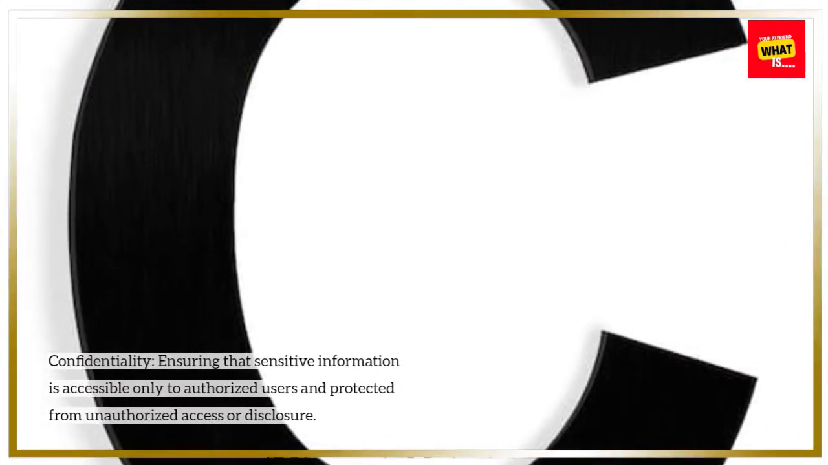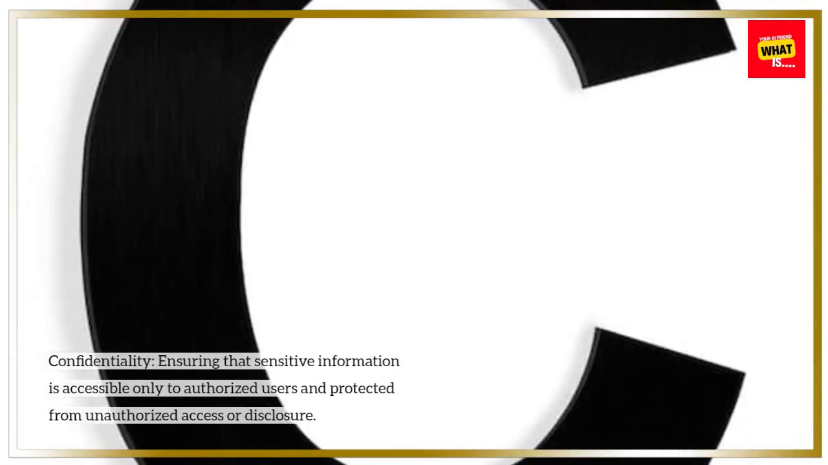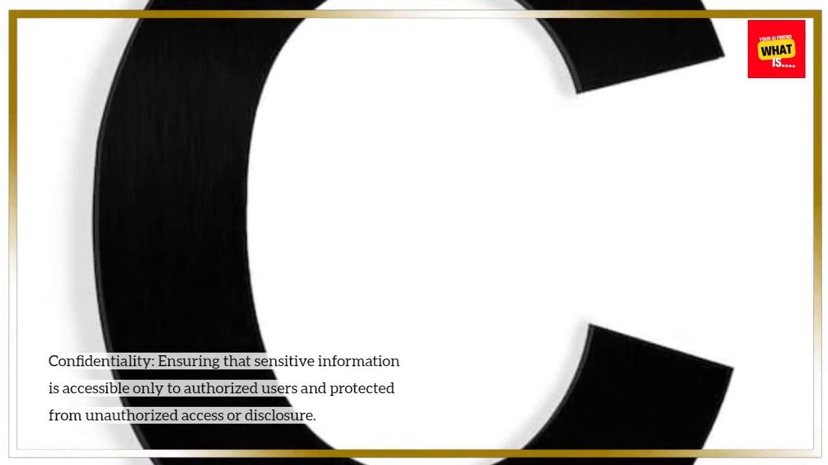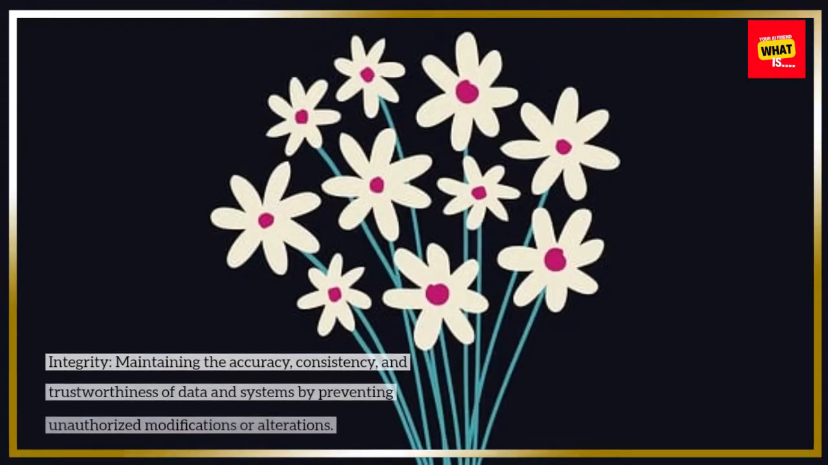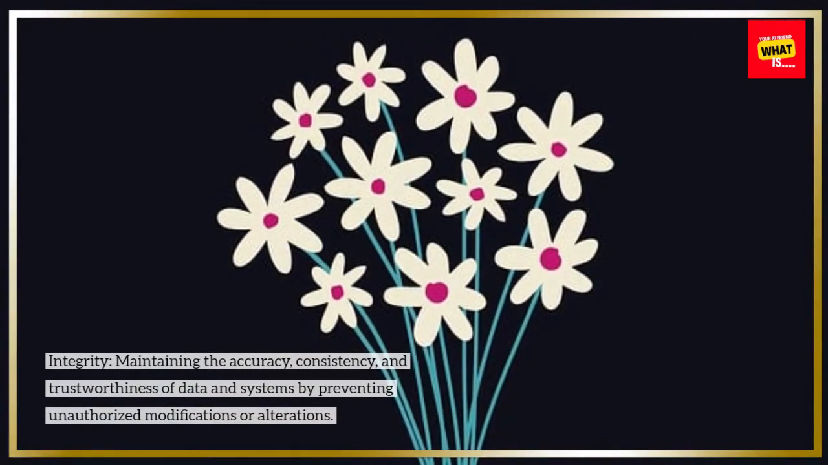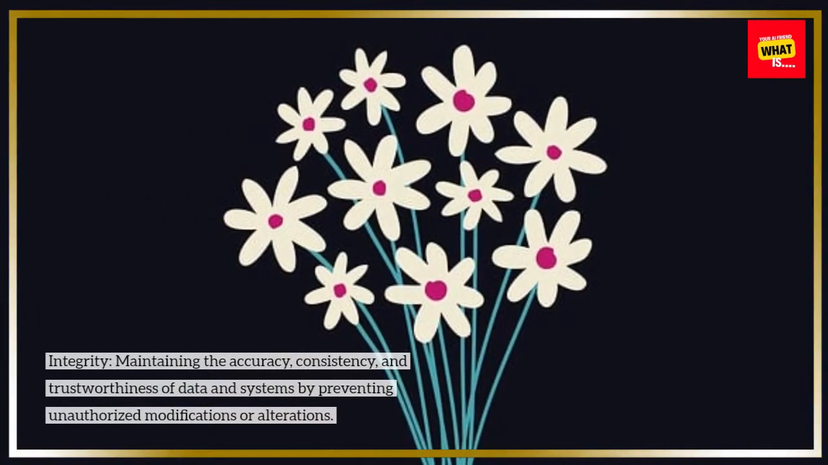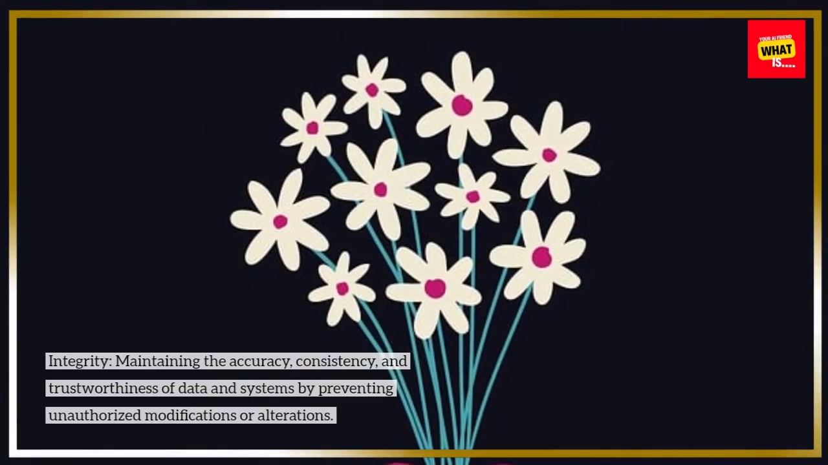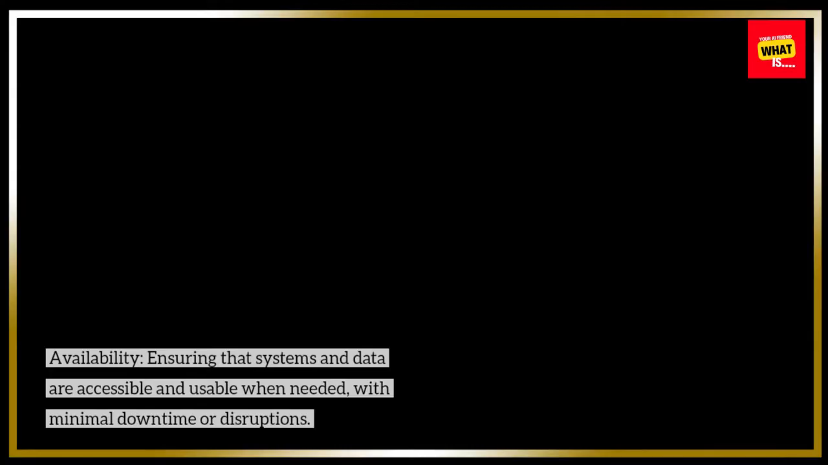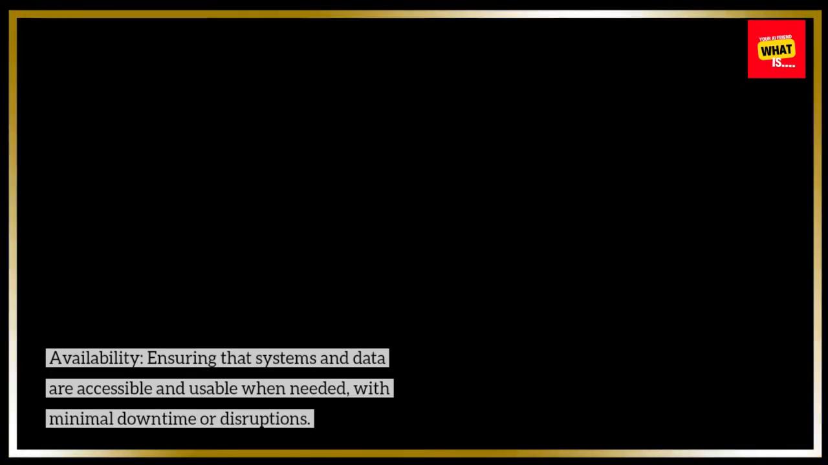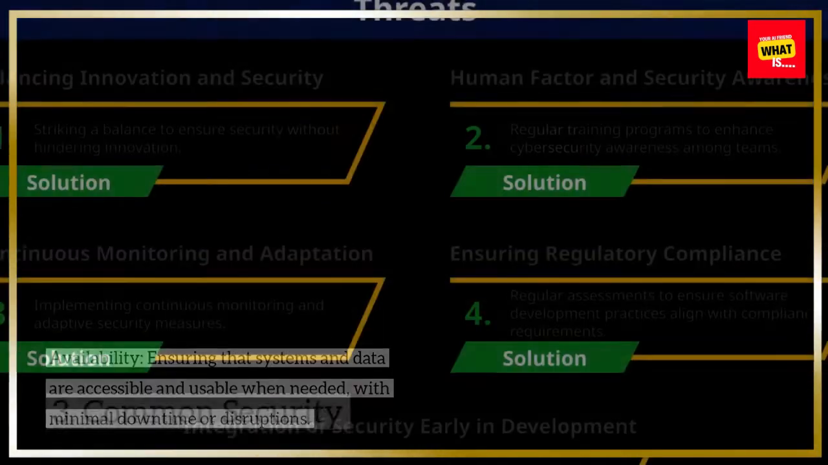2. Core principles of computer security. Confidentiality. Ensuring that sensitive information is accessible only to authorized users and protected from unauthorized access or disclosure. Integrity. Maintaining the accuracy, consistency, and trustworthiness of data and systems by preventing unauthorized modifications or alterations. Availability. Ensuring that systems and data are accessible and usable when needed, with minimal downtime or disruptions.